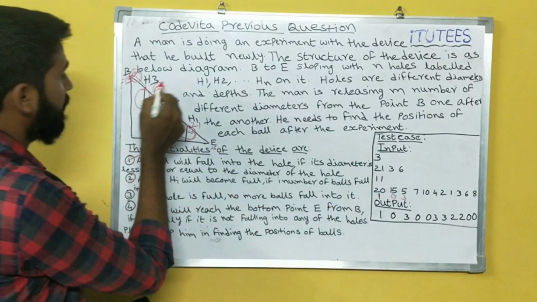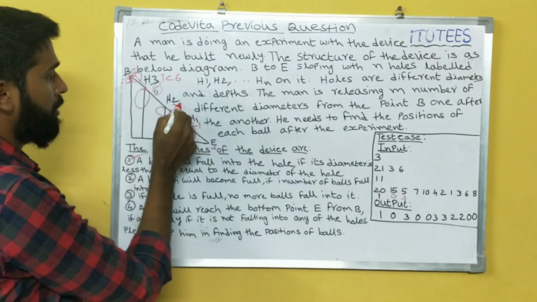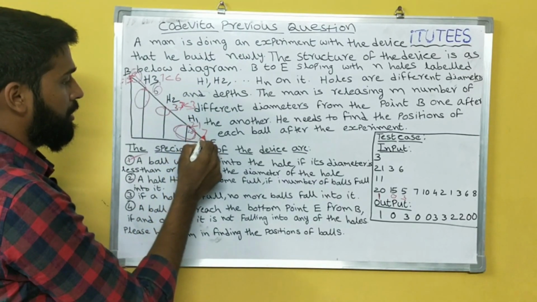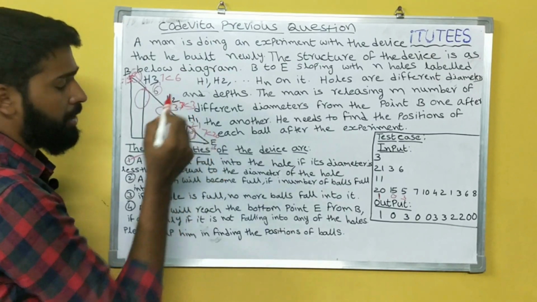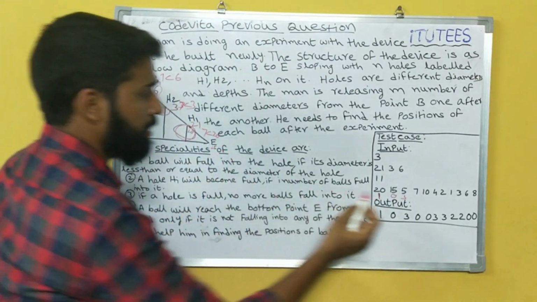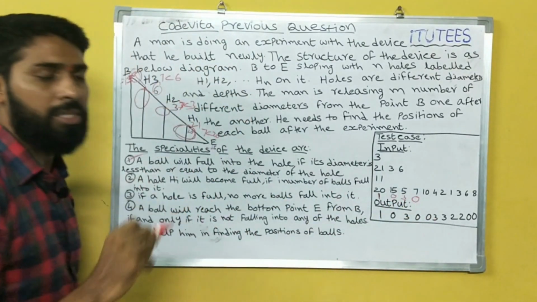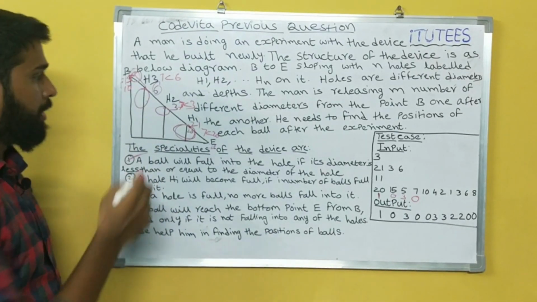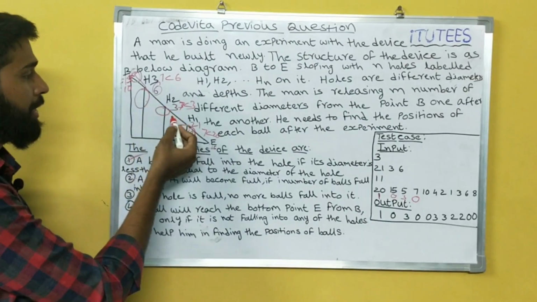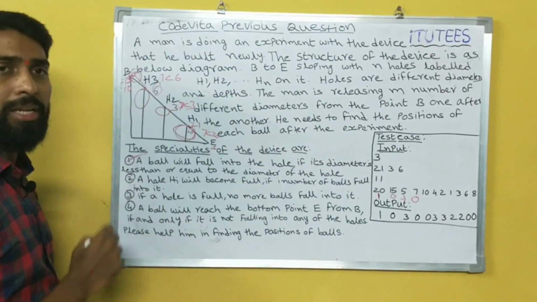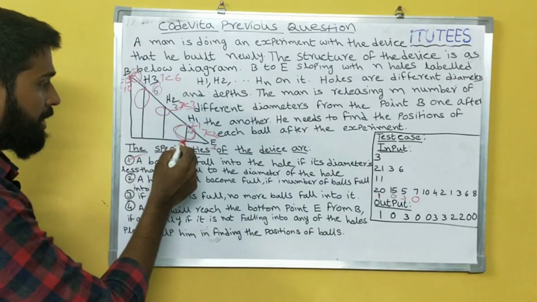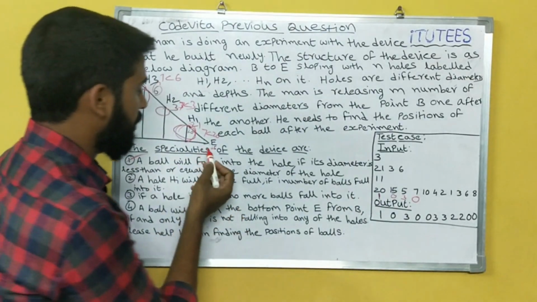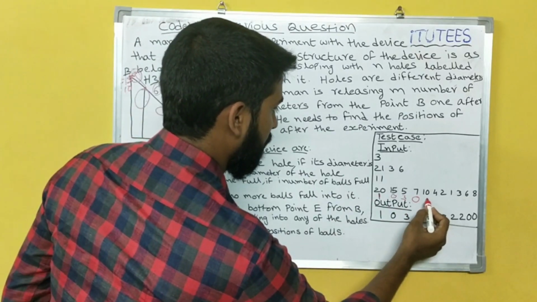That means 5 falls in third hole. Next 7. 7 less than 6 false. 7 less than 3 false. 7 less than 20, but it is filled with only 1. So it reaches E. So it is assigned 0. Next 10. 10 less than 6 false. 10 less than 3 false. 10 less than 20, but it is filled with only 1. So that also reaches 0.